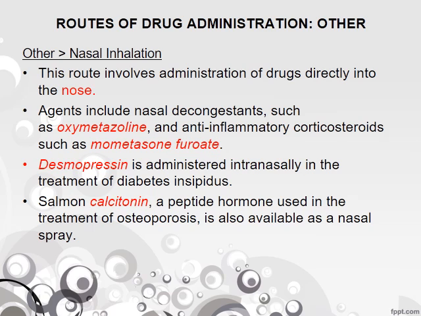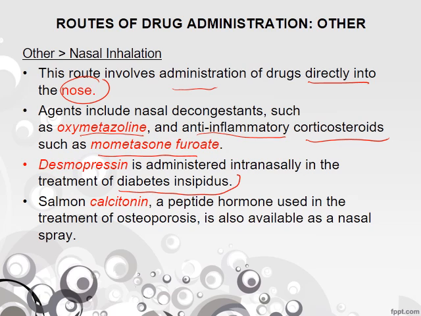Other than that, we also have nasal inhalation, which involves administration of a drug directly into the nose. Agents for nasal inhalation include oxymetazoline or an anti-inflammatory corticosteroid such as mometasone furoate. Desmopressin is also administered intranasally in the treatment of diabetes insipidus. Salmon calcitonin is another example, a peptide hormone used in the treatment of osteoporosis, also available as a nasal spray.